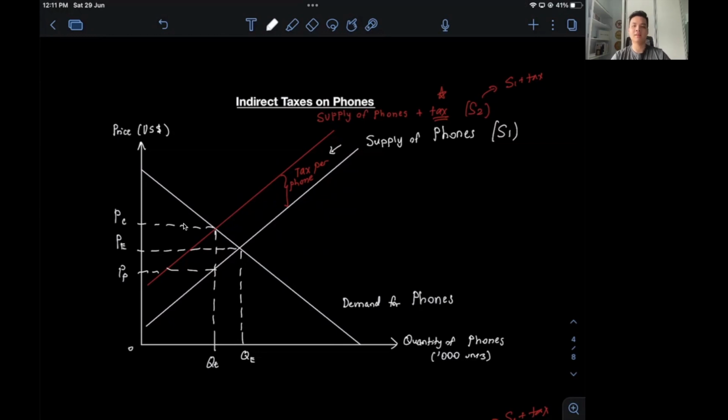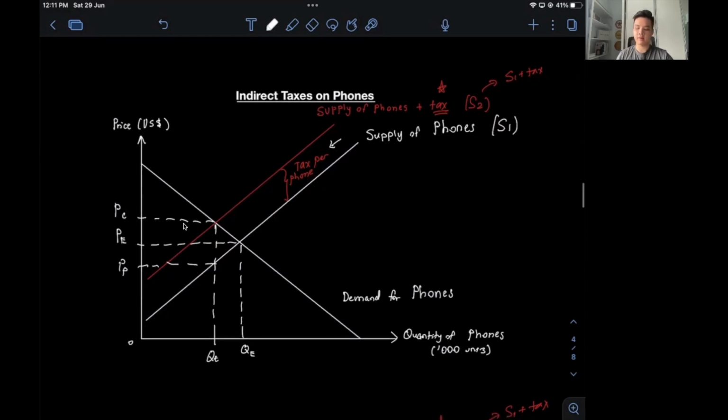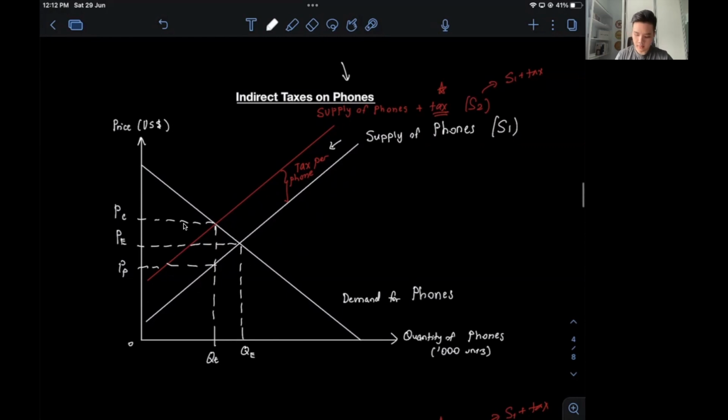Externalities will be discussed in further detail in the next chapter, so don't worry too much about it for this particular video. This is an indirect tax diagram. I've just used phones as an example because in reality, it's unlikely for governments to put an indirect tax on phones. But let me explain what this diagram is and how you can reflect an indirect tax in the diagram. So the first thing to take note of is that the price and equilibrium quantity are over here, right?